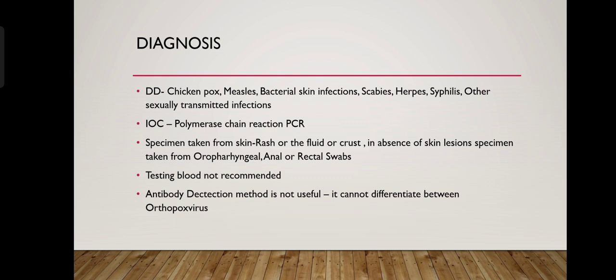For PCR, the specimen collected is a skin specimen from the rash, or fluid or crust through vigorous scraping. In the absence of skin lesions, oropharyngeal, anal, or rectal swabs can be taken. Generally, testing blood is not recommended because it doesn't differentiate the viruses. Antibody detection methods can differentiate from different diseases, like herpes and syphilis, but can't differentiate between the orthopox viruses like chickenpox and smallpox.